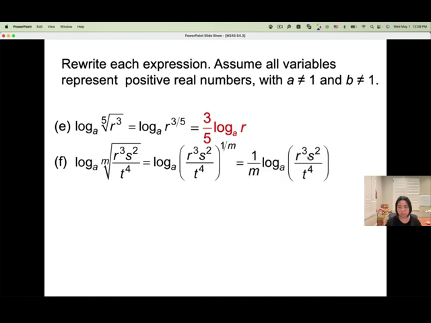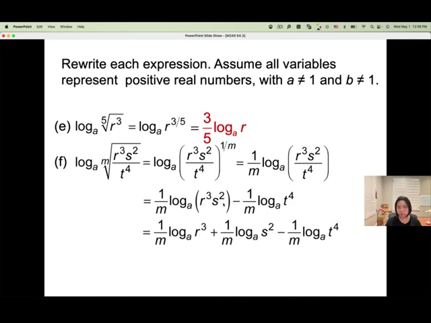Okay, now we're gonna take care of it one by one. So this is gonna be r cubed s squared minus log a t over 4. And then this guy, log ab, will become log a plus log b, right? At the end, take care of the exponent.